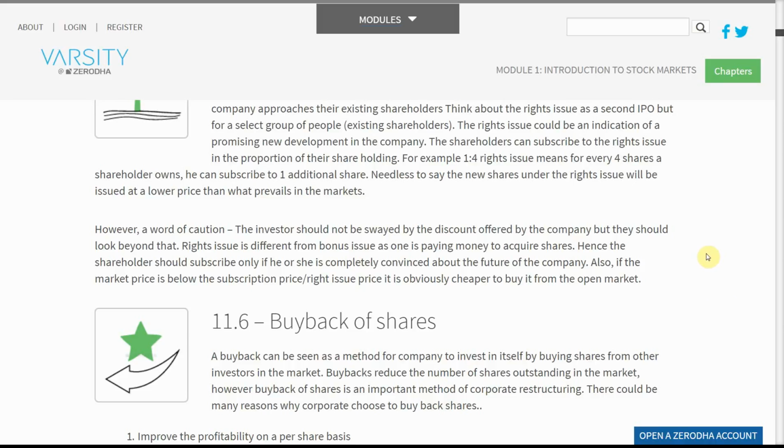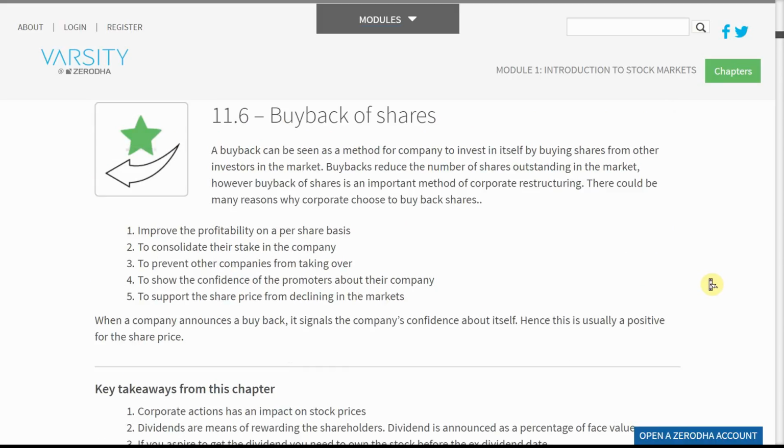11.6 Buyback of shares. A buyback can be seen as a method for a company to invest in itself by buying shares from other investors in the market. Buybacks reduce the number of shares outstanding in the market. However, buyback of shares is an important method of corporate restructuring.